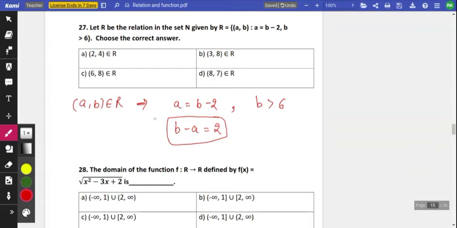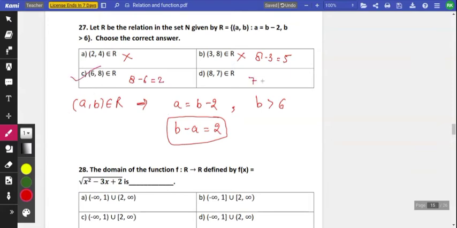B is greater than 6. By checking the options, we can easily eliminate option A, because B in option A is 4, which is not greater than 6, and B minus A is 2. By checking option B, 8 minus 3 is 5, so we can also eliminate option B. 8 minus 6 is 2. It means the correct answer is option C.